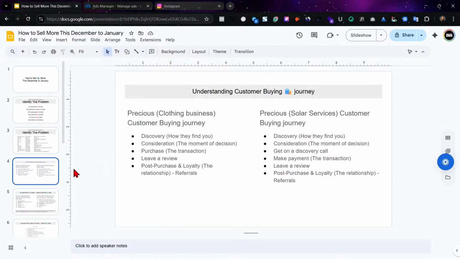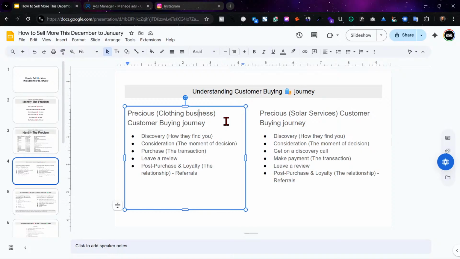So looking at the first thing, which is understanding the customer buyer's journey. Without knowing where your sales and your next customers are coming from, you need to understand your buyer's journey. I am using an example with Precious. I'm assuming Precious has two businesses. One is a clothing business, and the other is a service-based business. The reason why I split this into two is because one is serving a normal service-based business and the other is serving a normal business.